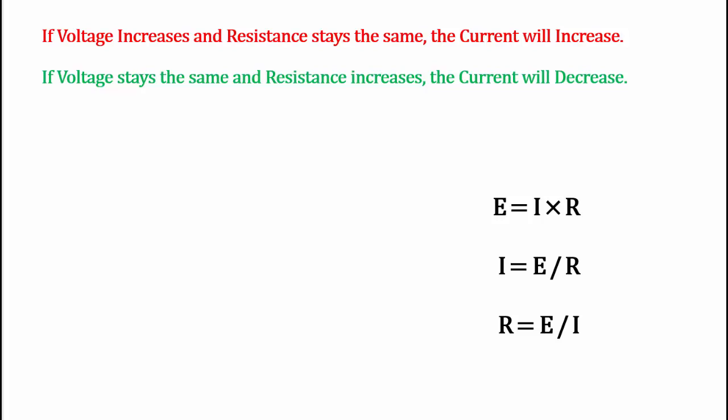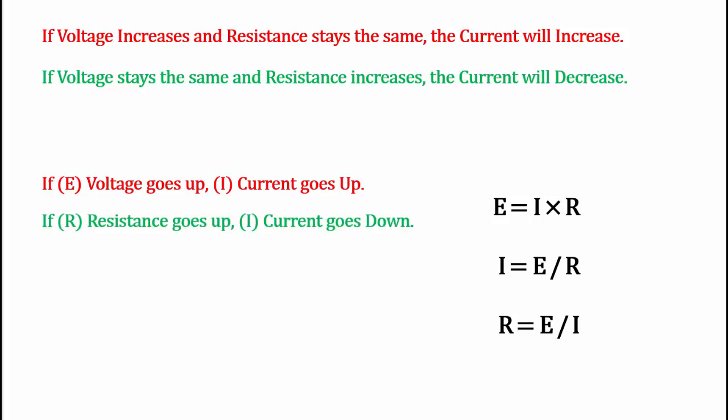Let's say instead, if E, or voltage, goes up, I, or current, goes up. And if R, the resistance, goes up, I, the current, would go down. It's pretty much saying the same thing. So let's simplify it even further, just so we can have something that we can visualize in our head and memorize it, and then it'll stay with us for whenever we need it.